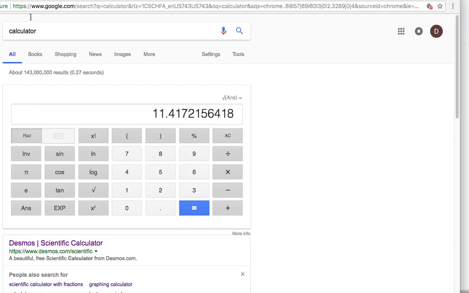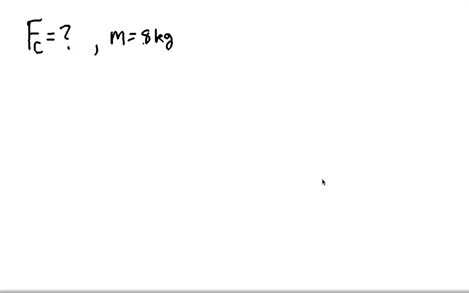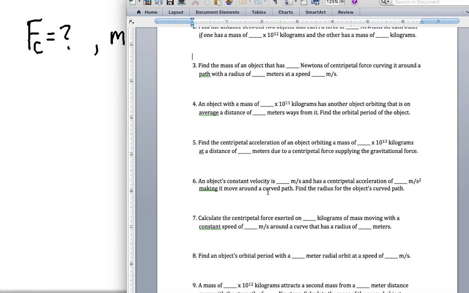Well, first let's write down what we want to know. We want to know what the centripetal force acting on this object is. We do know that our object has 8 kilograms of mass. This is the mass of the object that's moving in a circular path, that has the centripetal force acting on it. Moving with a constant speed, so constant speed means it must be keeping a constant distance, otherwise it would be faster when it was closer. This constant speed, let's say 6 meters per second.